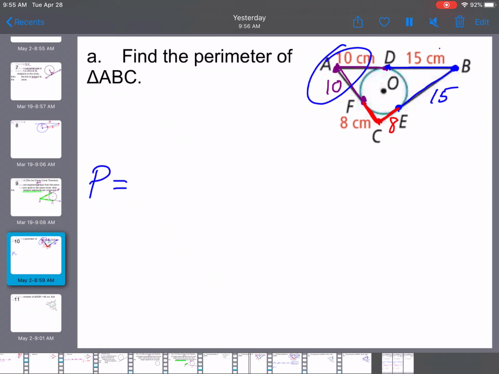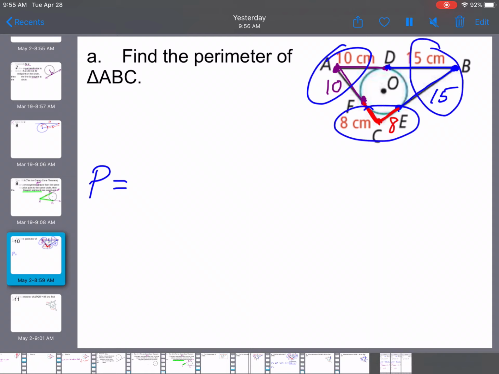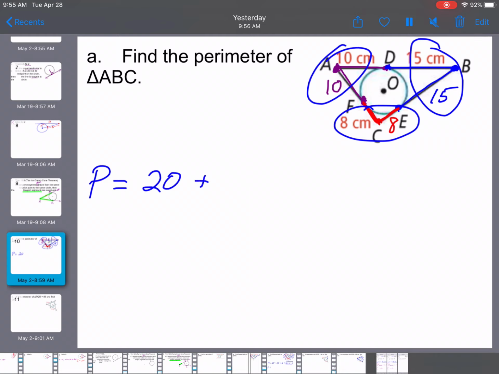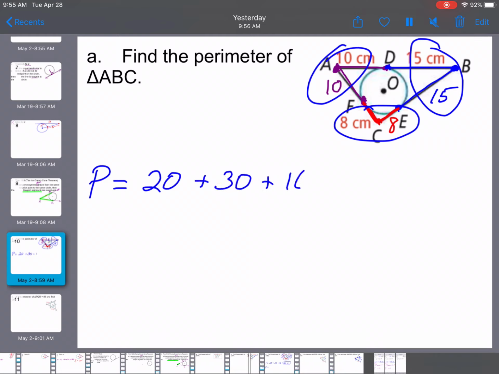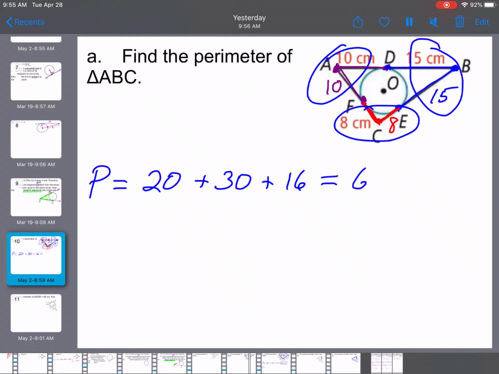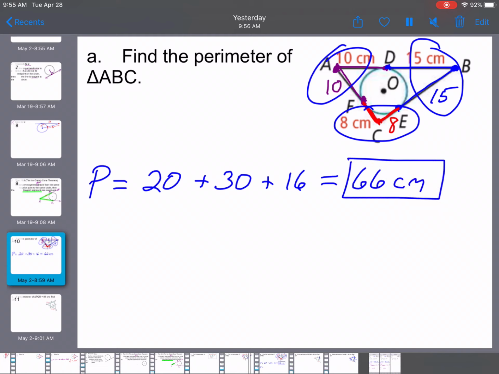And there's a couple of ways to do it. If we put those 10s and those 15s and those 8s together, that should get us what we need. The 10 and the 10 is going to give us a 20. The 15 and the 15 is going to give us a sum of 30. And the 8 and the 8 is going to give us a 16. 20 and 30 is 50. 50 plus 16 is going to give us 66 centimeters now for the perimeter of triangle ABC.